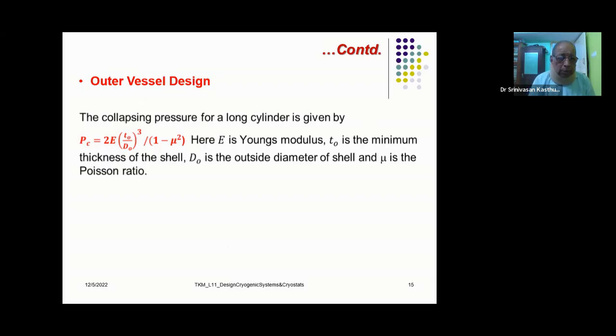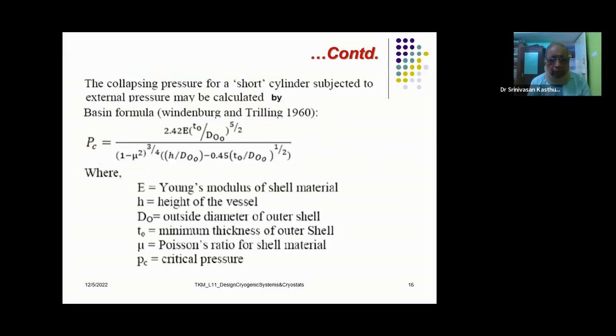And this formula is given by PC is equal to 2E times (T0 by D0) to the cube divided by (1 minus mu squared). Here again, E is the Young's modulus of the material, T0 is the minimum thickness of the shell, D0 is the outer shell diameter, and mu is the Poisson's ratio. Okay, so you introduce all these numbers so that you can calculate the critical pressure.